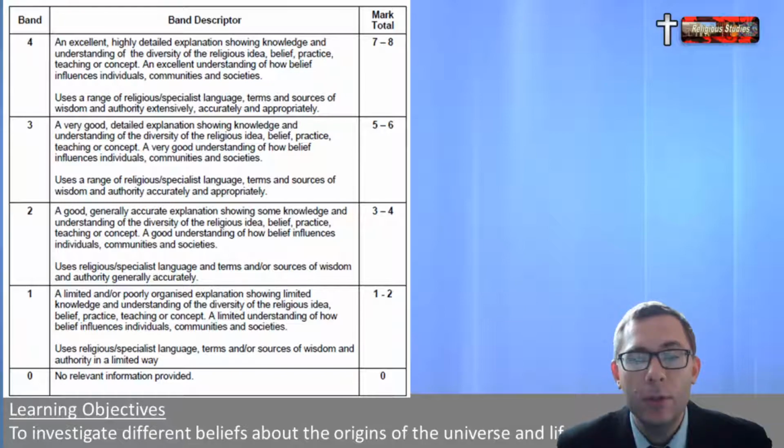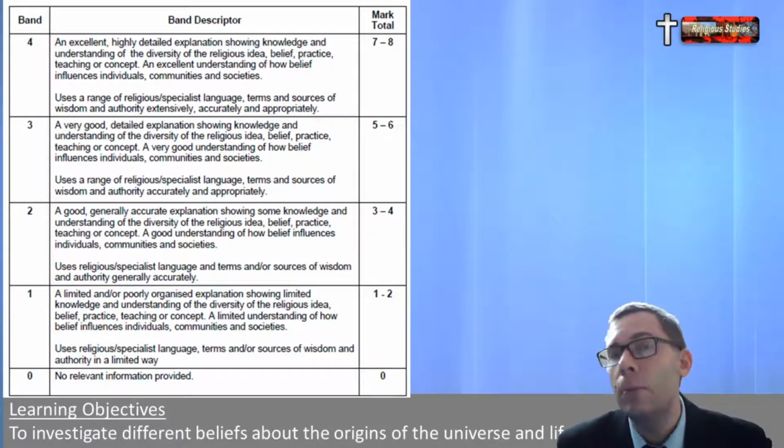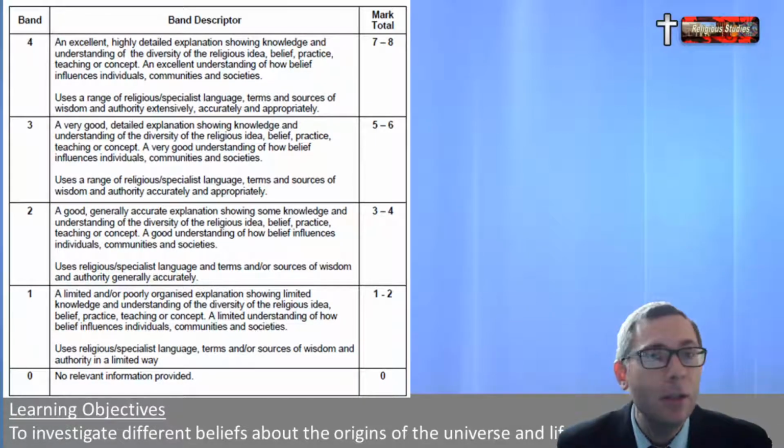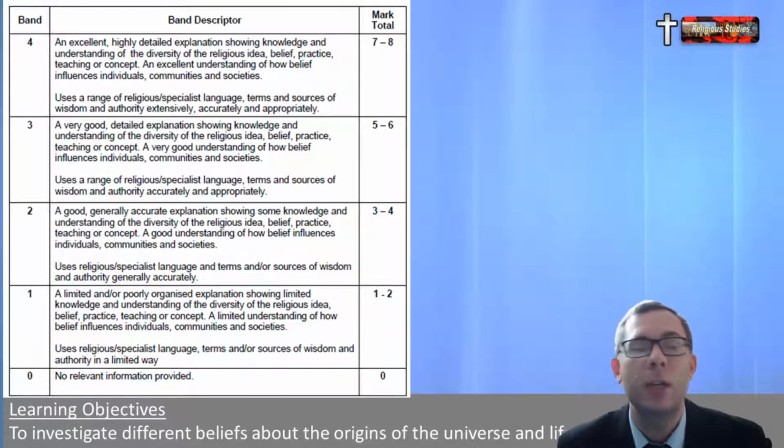If you've used quotes and things, you will be scoring 5 or above as long as they're explained. Please note you cannot get a 5, 6, 7 or 8 if you've not used any sources of authority. So if you've not mentioned Latimer, or you've not mentioned Hawkins, or you've not mentioned Genesis 1 or the Bible, you cannot score above 5.